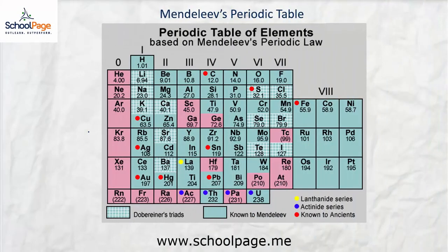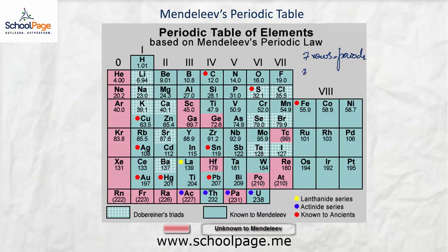Observe here, this is the periodic table given by Mendeleev. Mendeleev's periodic table had 7 rows, which are called periods, and 8 columns, which are called groups. 1, 2, 3, 4, 5, 6, 7 and 8. There are 8 columns or groups. And 1, 2, 3, 4, 5, 6, 7. There are 7 rows. So Mendeleev's periodic table had 7 periods and 8 groups.